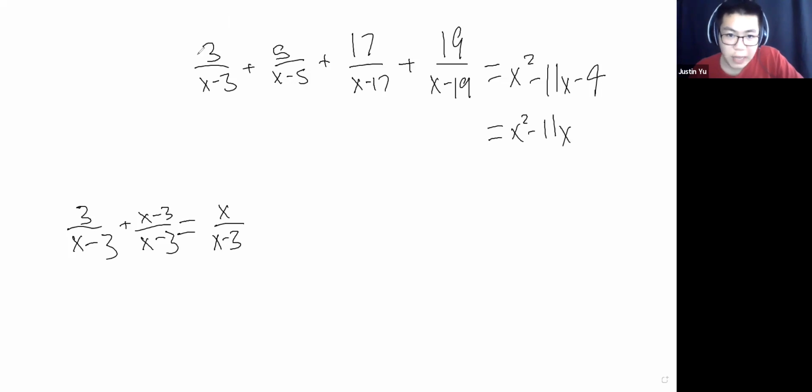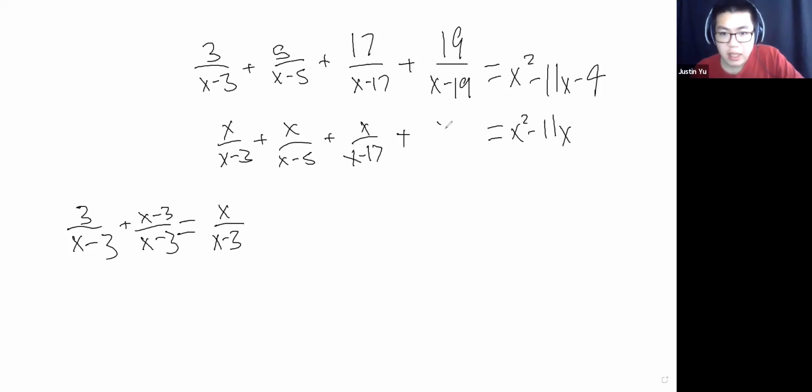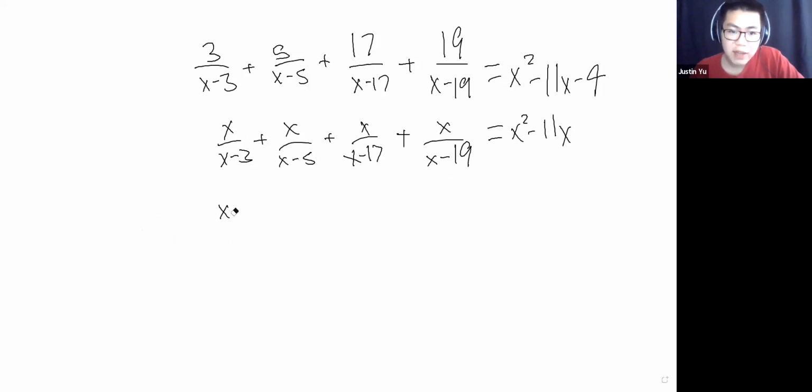So what we do is we add 1 to each of these. We get x over x minus 3 plus x over x minus 5 plus x over x minus 17. Finally, x over x minus 19. So now we have this equation. And what is the next step we should do? Anybody see something nice about this equation?